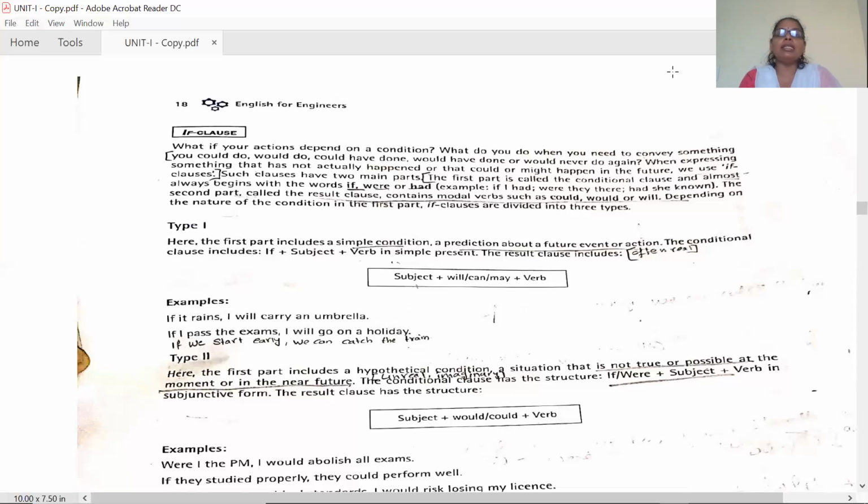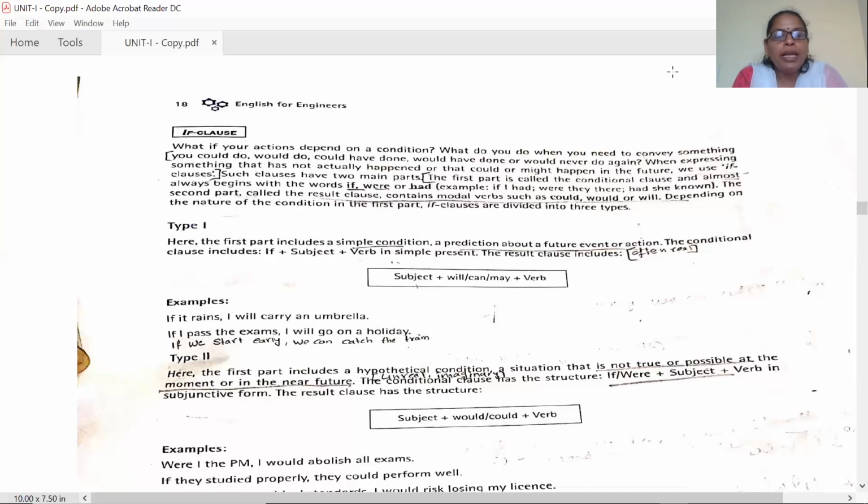So type 1 is when you are talking about a simple condition or a prediction about a future event or action. You take help of this first type of conditional clause. Structure will be subject plus will or can or may plus verb. And the conditional clause, if it rains. This if is the conditional clause. It starts with if. So these are examples.